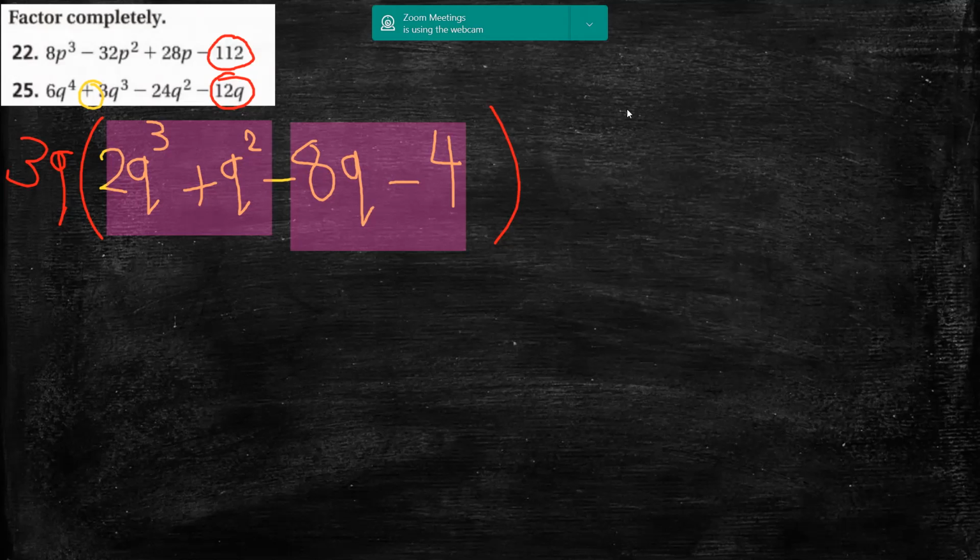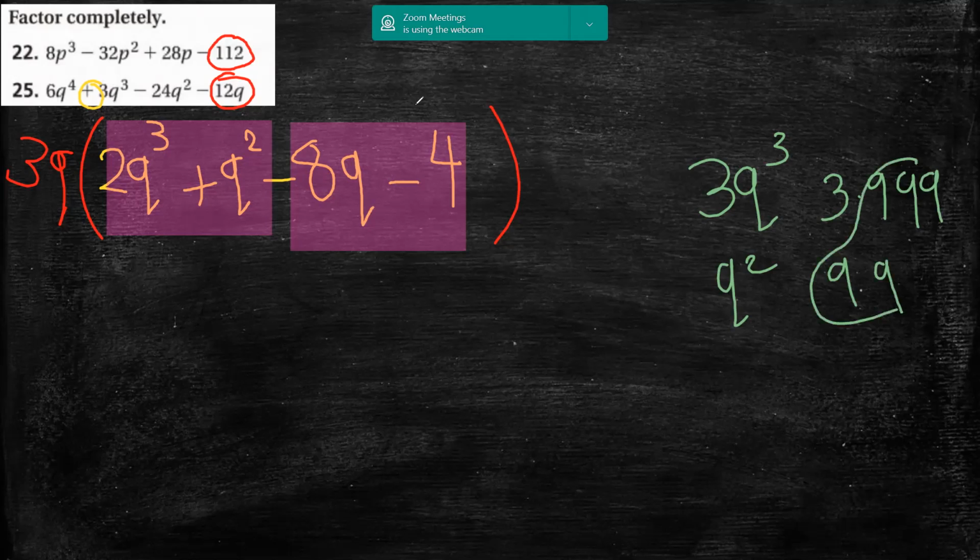Now let's continue here. Let's write 2q cubed and q squared. The greatest common factor will be q squared. Here we have 3q cubed and q squared, so we have 3 times q times q times q. The common factor here is q squared times (2q plus 2). This is for the first pair.